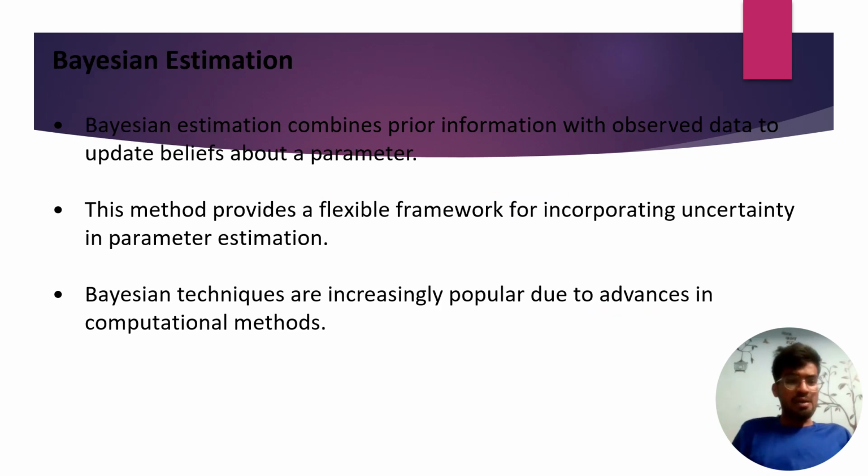Next, we explain Bayesian estimation. Bayesian estimation combines prior information with observed data to update beliefs about parameters. This method provides a flexible framework for incorporating uncertainty in parameter estimation. Bayesian techniques are increasingly popular due to advances in computational methods. It mainly uses prior information, and we have to understand that prior information is compared to maximum likelihood and ordinary least squares.